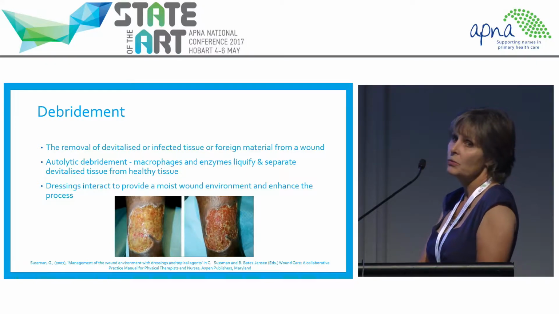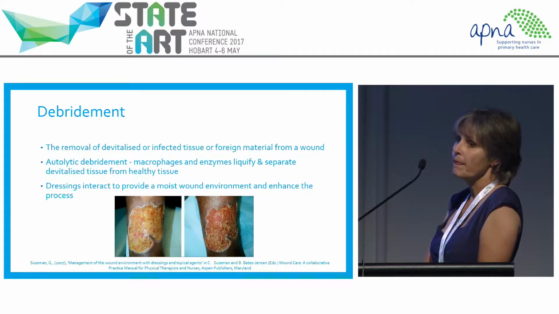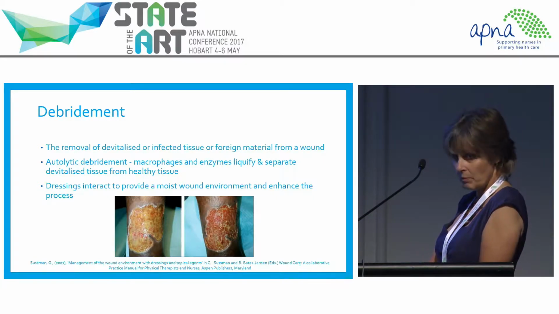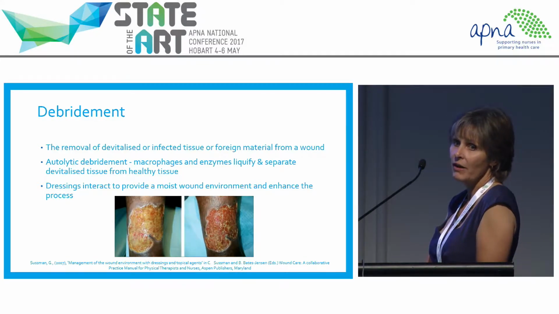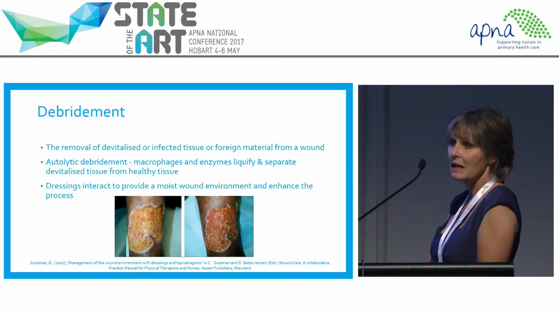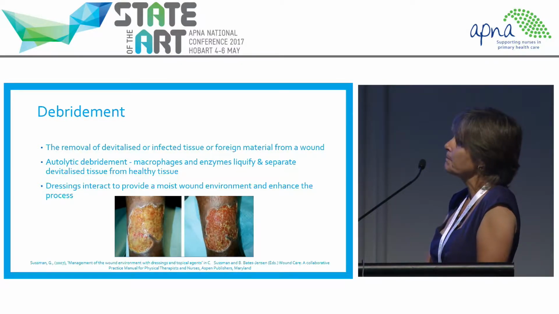So what we're trying to do with our wounds is debride any slough or any necrotic tissue from the wound surface. And we do that by using dressings for autolytic debridement, which means that the macrophages are liquefying and eating that slough off the wound bed and cleaning the wound up for us. So the wound on the left is before we start. The wound on the right has had an appropriate dressing on there, which has caused autolytic debridement.